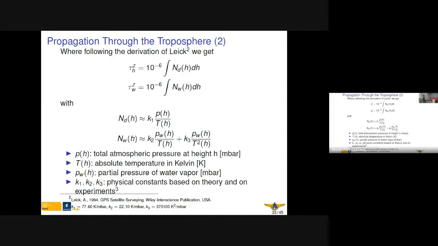So we see this depends on pressure and temperature, the hydrostatic delay, and then we have N w, which is dependent on the partial pressure of the water vapor in millibars, and then we have K1, K2, K3. These are physical constants based on theory and on experiments. And I've given them here and below. So there's K1, K2, K3 that you can choose. So this is already starting with a model for the troposphere delay.